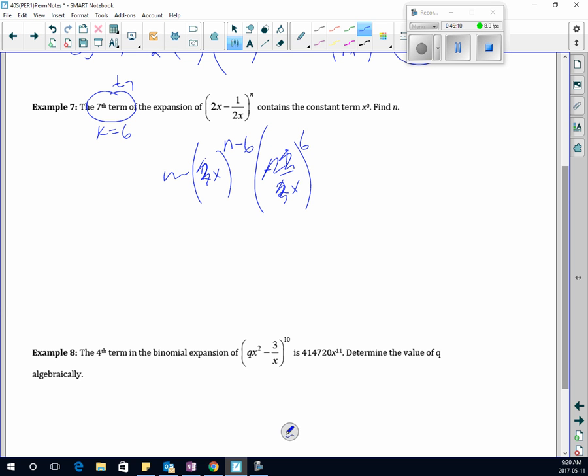So what does that simplify to be? X to the power n minus 6, and then I have an x to the power 6 on the bottom. So what does that simplify to be? X to the power n minus 12. And that's supposed to be compared to x to the power 0. So what does n equal? N minus 12 equals 0, so n equals 12. And that's all we had to find. We didn't actually have to find the term, right? It just says find n.